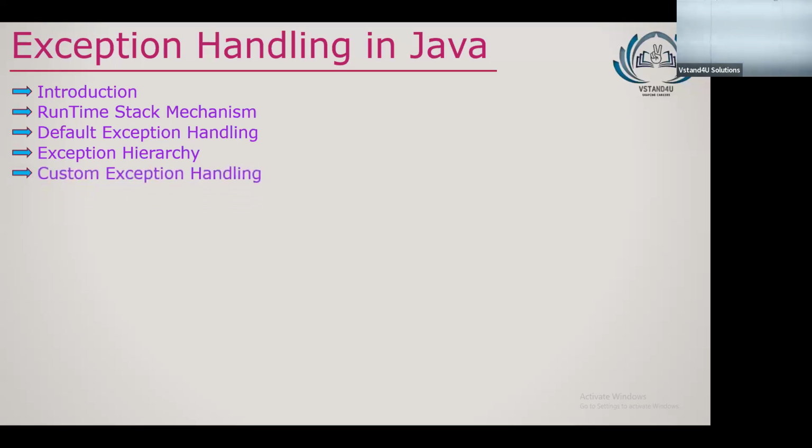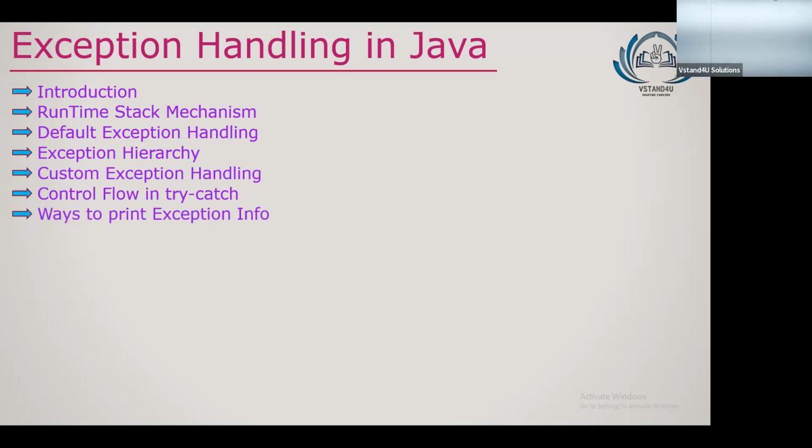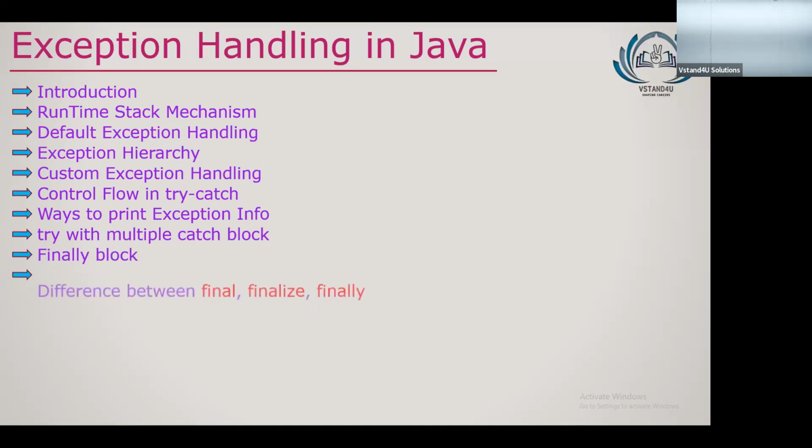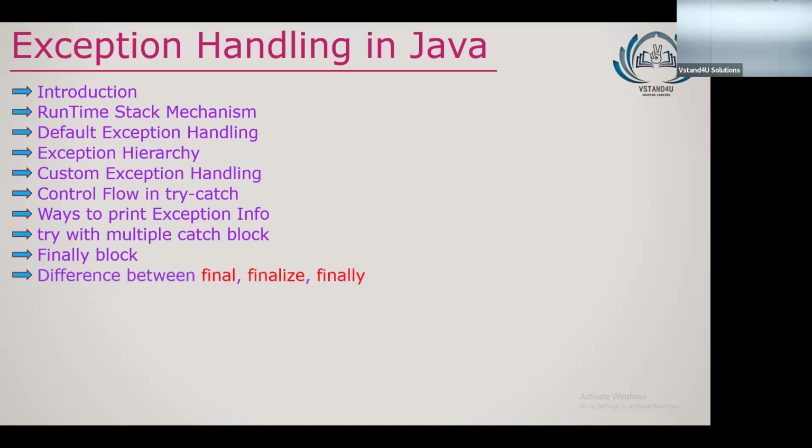Moving forward, how can we create our own custom exceptions if required? Then try and catch, the two blocks. How does the control flow happen when try catch is written? Along with that, we will see the different ways to get necessary information from an exception object. We will see whether we can write one try with multiple catches, and if so, what the scenario will be. Can I write try, catch, also finally, and the difference between final, finalize, and finally, a most important question we will address as well.